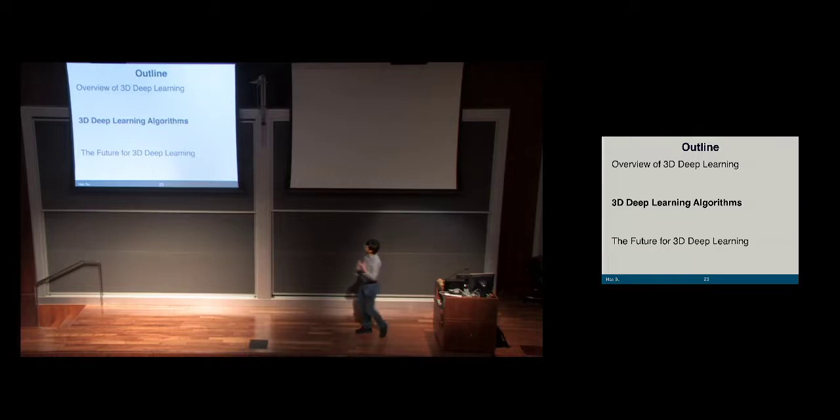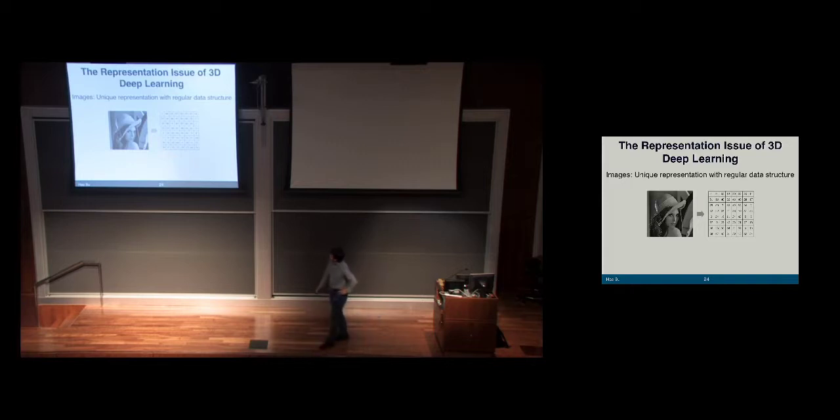And next, I'm going to introduce some of the algorithms developed in the past few years, especially with a focus on the point cloud-based approaches. But for the sake of completeness, I'd like to give you a whole picture of it. So the very first question that we want to ask is, technically, if you want to build 3D deep learning algorithms, what is the main technical hurdle?